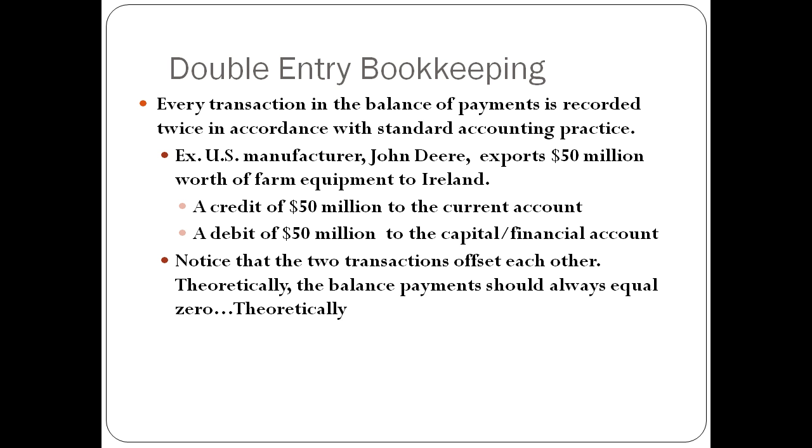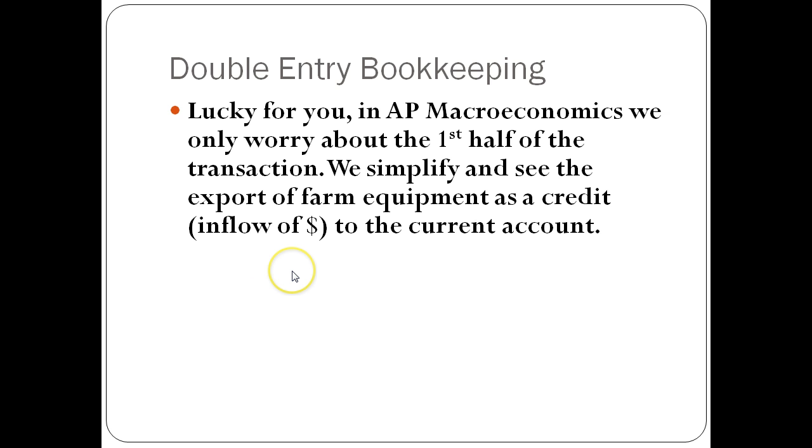So notice that the two transactions will offset each other. Theoretically, the balance of payments should always be equal to 0, theoretically. Luckily for you, in AP Macro, we only worry about the first half of the transaction. We're going to simply see the export of farm equipment as a credit or an inflow of money to the current account. So go ahead and just keep everything simple. Just do the first half of the transaction as we're going through these classifications in AP Macroeconomics.